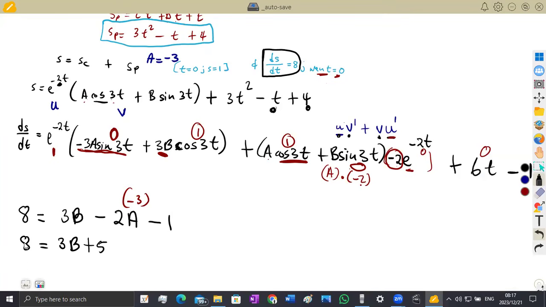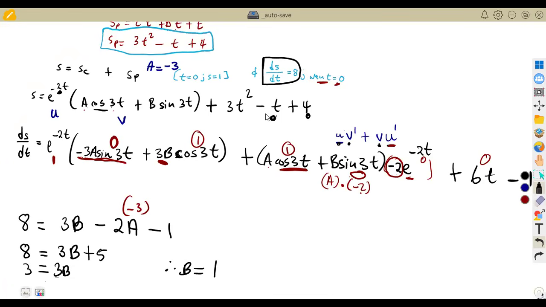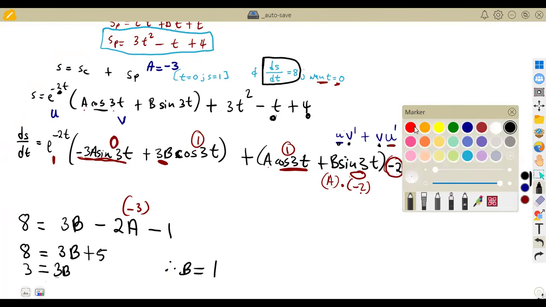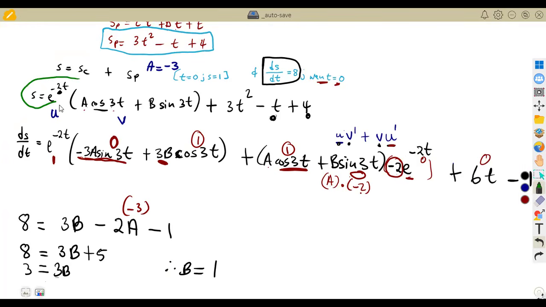Then transposing to the other side it becomes negative, so 8 minus 5 is 3. So 3 is equal to 3b, meaning b is equal to 1 if we divide properly. So this is what we have. Remember, this was the finding of the particular solution. That is the part that made us find a and b. But here we already had the solution, the general solution, where s is equal to this and that here up to this. This is what we call the general solution.